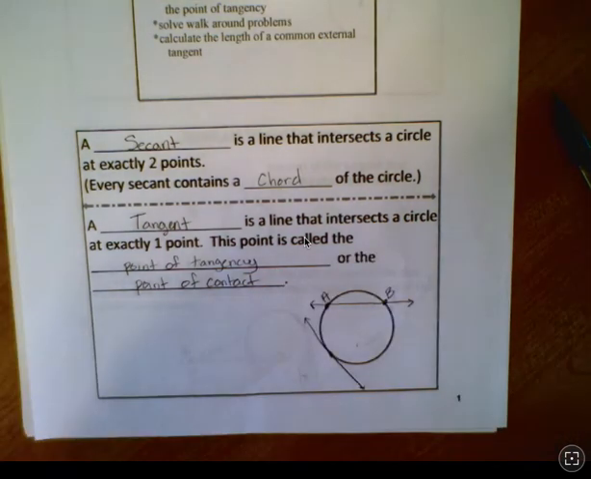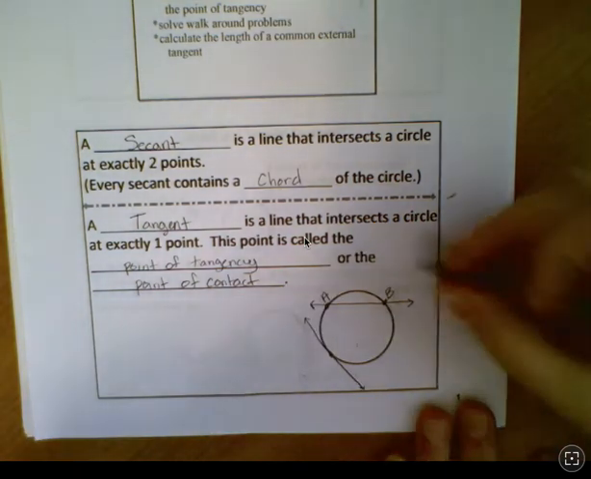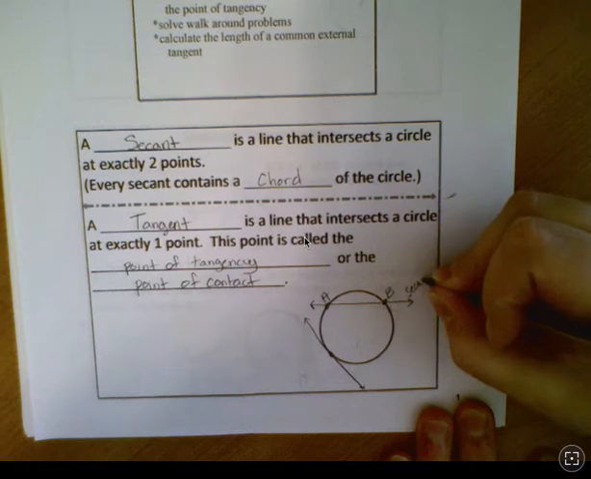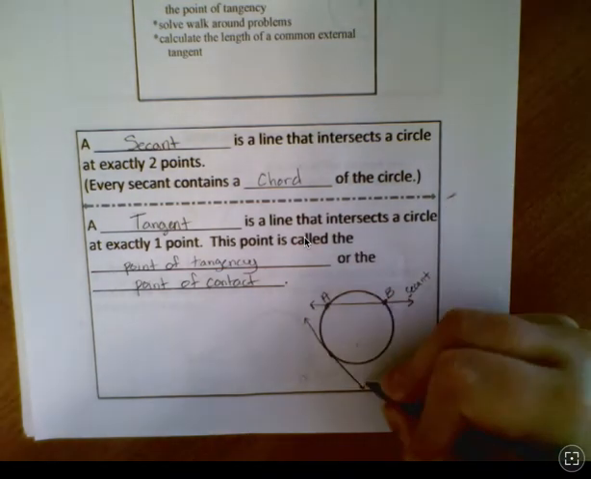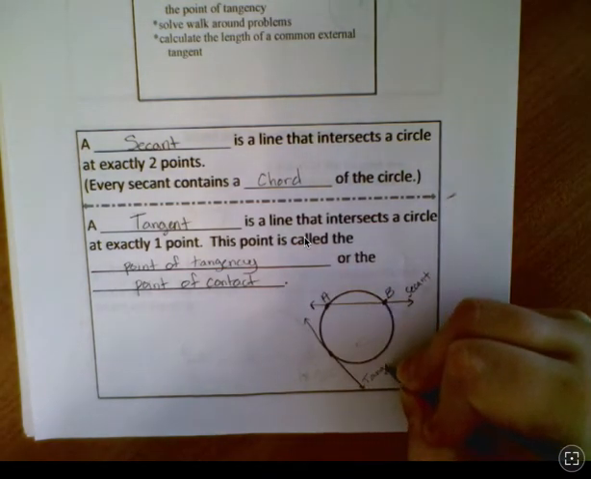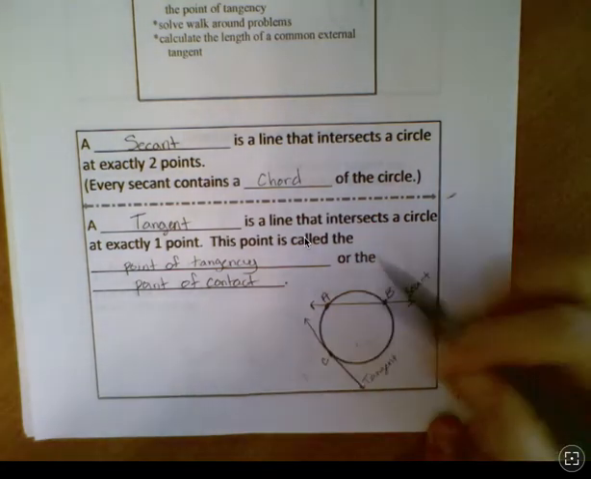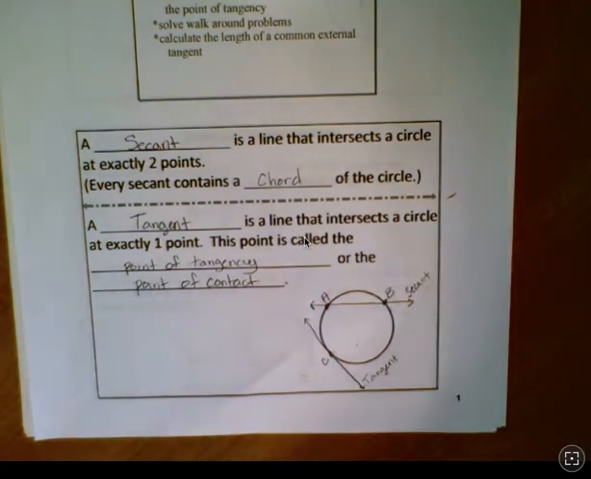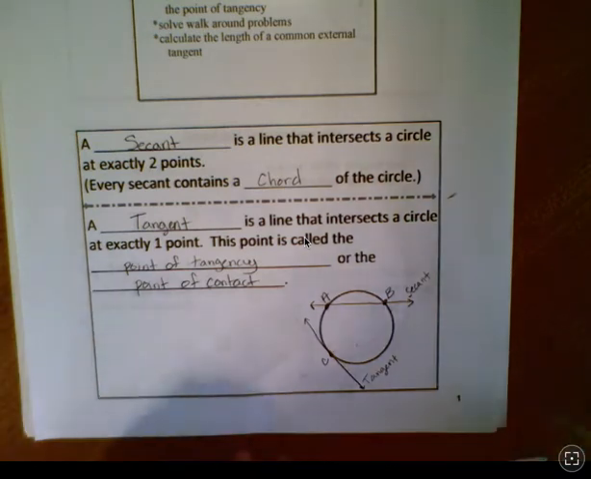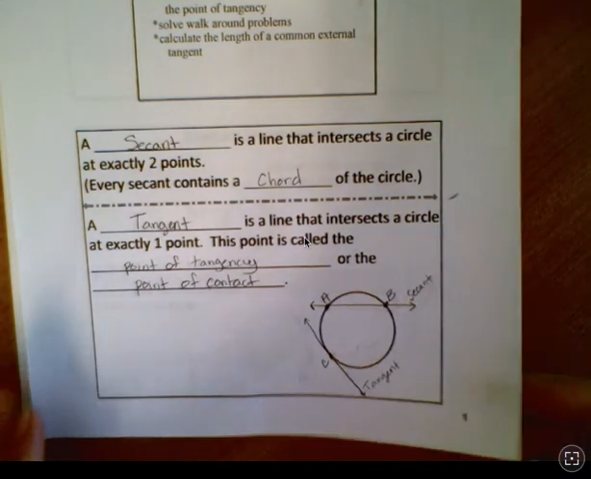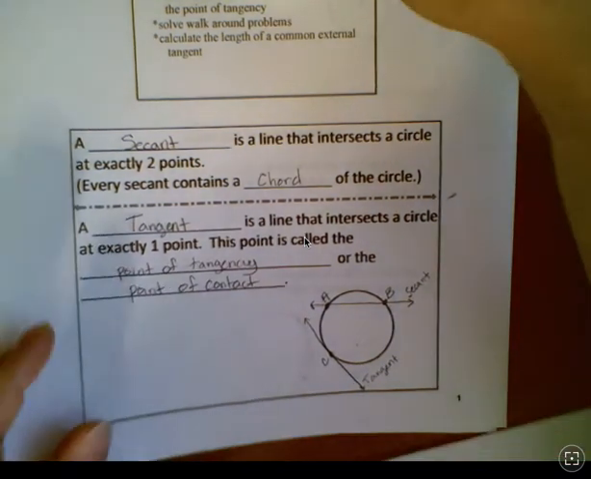So this is what this would look like. You've got AB would be your secant, and then this would be your tangent. And let's say it's intersecting at C, that would be the point of contact or the point of tangency. Okay, so there's your first couple vocab words. Okay, next page.